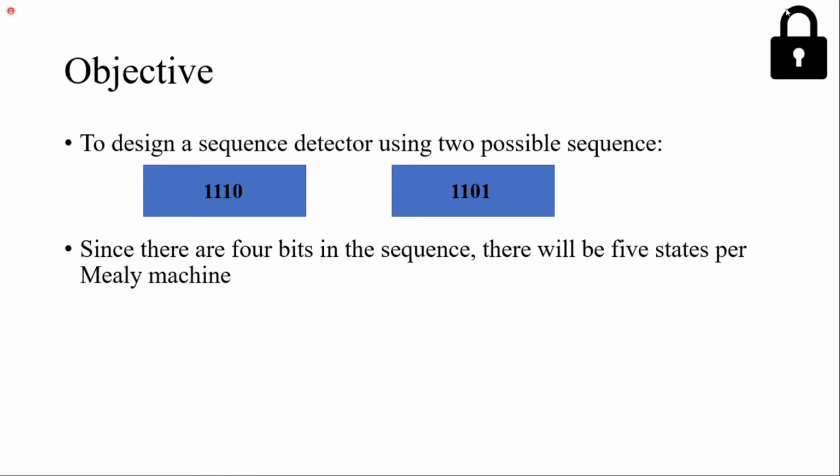So my objective was to design a sequence detector using two possible sequences, either 1110 or 1101. Since there are 4 bits in the sequence, there will be 5 states per Mealy machine. So I chose to do the Mealy machine based on it using the least amount of states to make my design simpler.